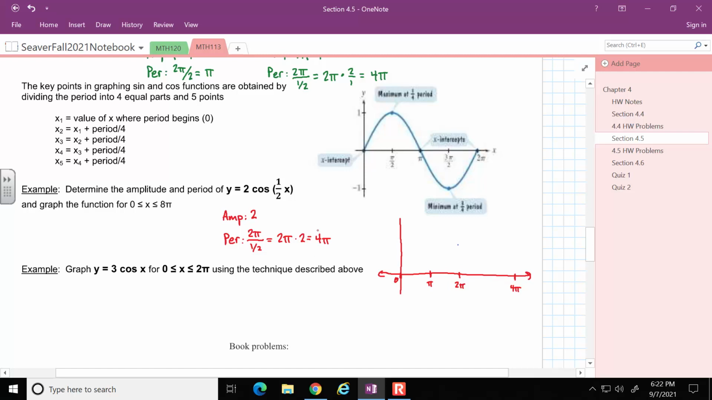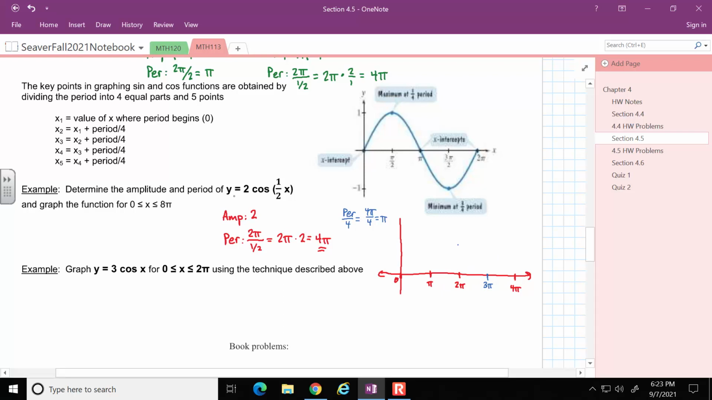The other way is I could take this whole period, 4 pi, and I could say, well, if I say my period divided by 4, in this case would be 4 pi over 4, or just pi. So that means if I start at 0, and this one hasn't shifted, I'd be at 0, pi, pi plus pi is 2 pi, 2 pi plus pi is 3 pi, and 3 pi plus pi is 4 pi, which is my last point. So I have 1, 2, 3, 4, 5 key x points. And then other than that, this is the same as the graph of a cosine graph.